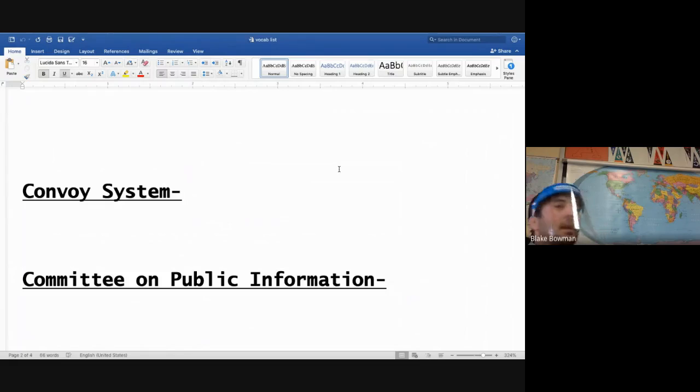Committee on Public Information. What's this? What's this? Colin, what do you got for this one? Committee on Public Information, also known as the CPI or Creel Committee, is an independent agency of the government of the United States created to influence public opinion and support U.S. participation in the war effort. Yeah, good job.